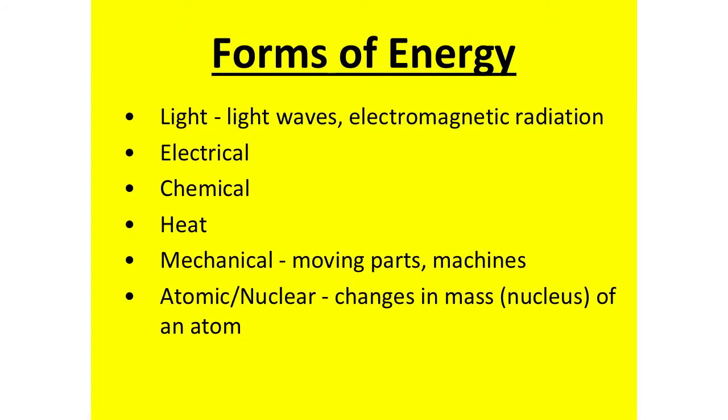All right, some of our different forms of energy. We have light energy, and that would be light waves, and that would deal with the electromagnetic spectrum. Electrical energy, so electricity, chemical energy, so stored in bonds, heat energy, mechanical, which deals with moving parts. Machines have mechanical energy. We're not going to do too much with that in chemistry. That would be more a physics thing. And then atomic or nuclear energy. We will do an entire unit on nuclear energy at the end of the school year.